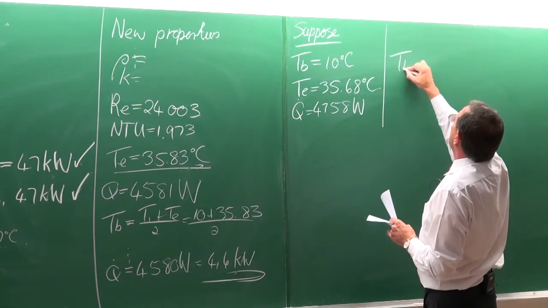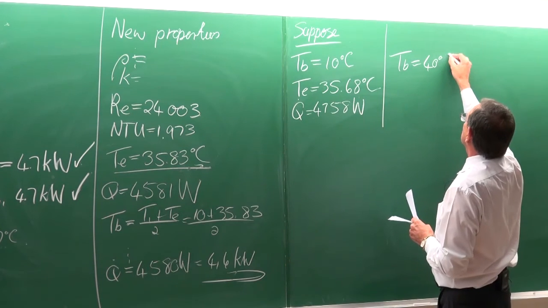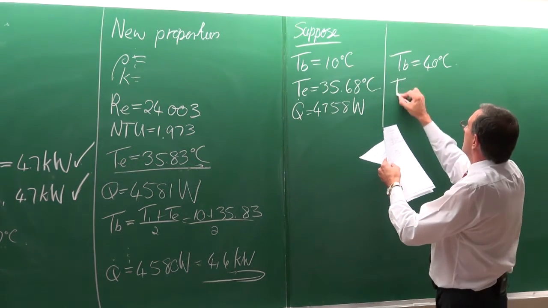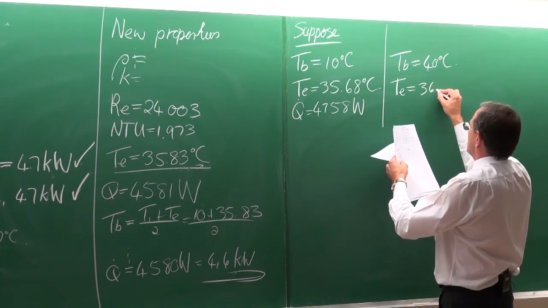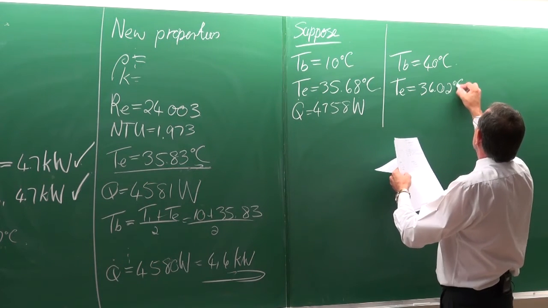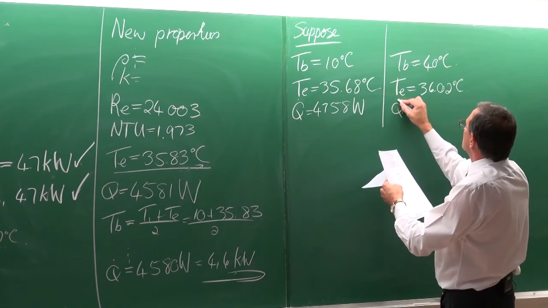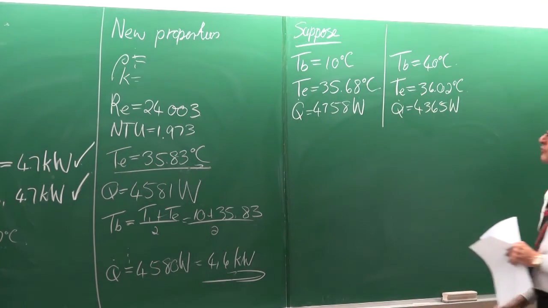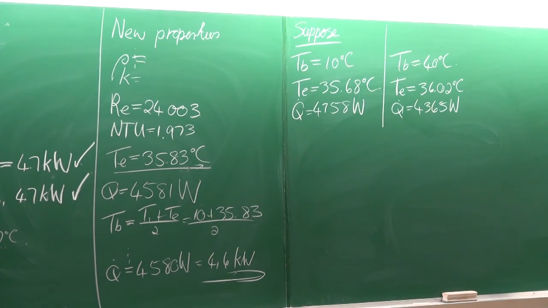Or let's suppose you've selected a temperature of 40, the other extreme, and you did the calculation. The results would have been an outlet temperature of 36.02 degrees Celsius and also a heat transfer rate of 4,365 watts, 4.4 kilowatts.